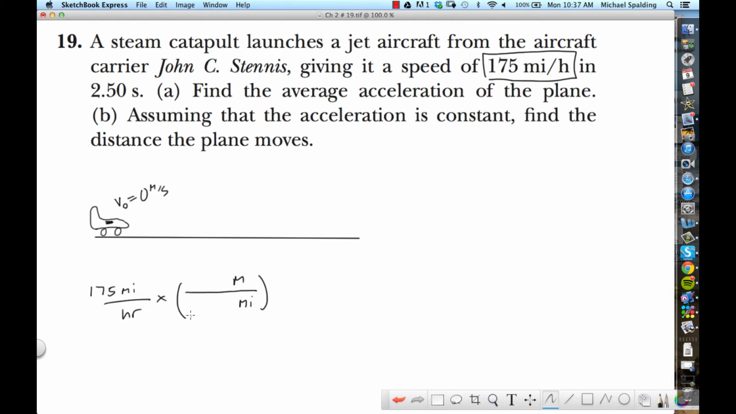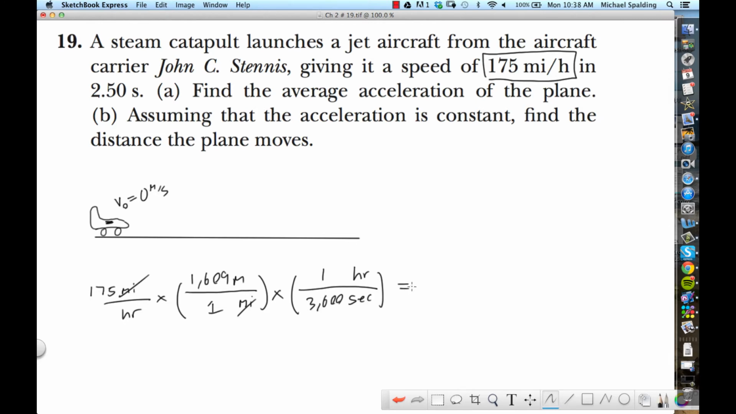What's the conversion? Who runs track? What do they call the mile? 1600. 1 mile is actually 1,609 meters. And then we're going to cancel the hours. Put hour up top, seconds on the bottom. 1 hour is 3,600 seconds.